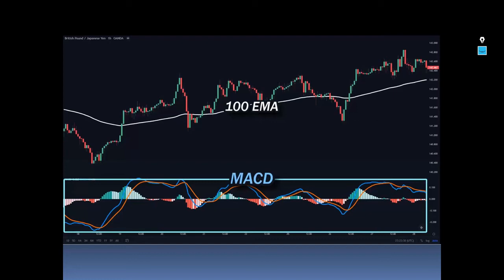Now what's happening? As I said, the 100 EMA. This way we can safely trade the MACD while making sure that we are staying within the same direction of the long-term trend. So this is how you trade the strategy. First step, you need to identify the long-term trend by looking at the 100 EMA.